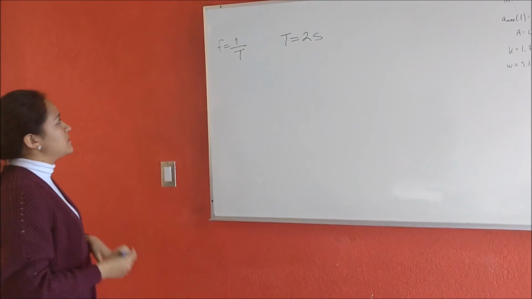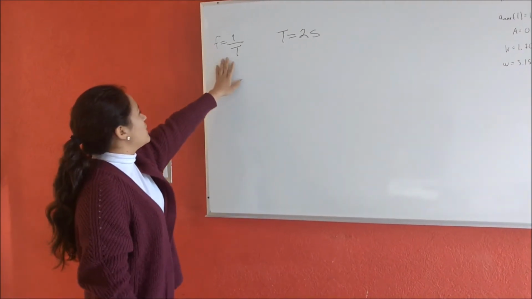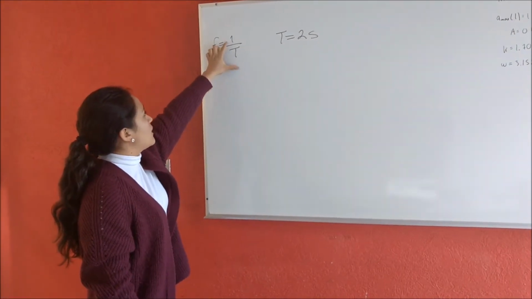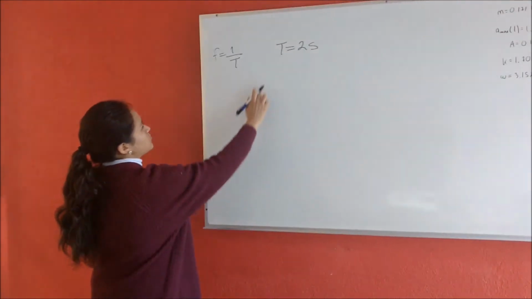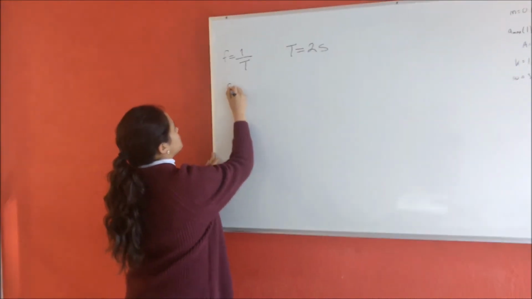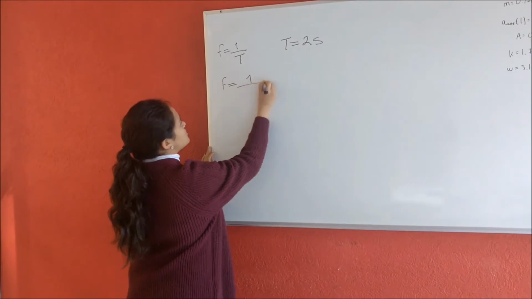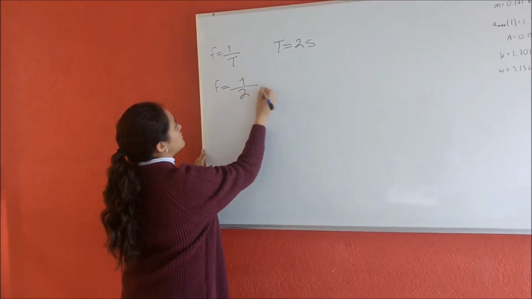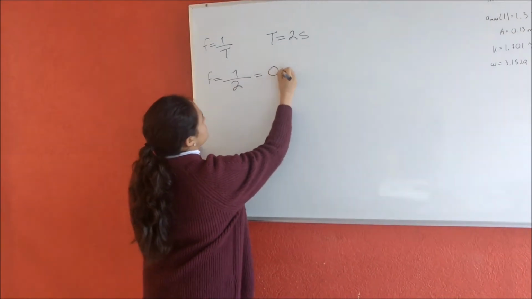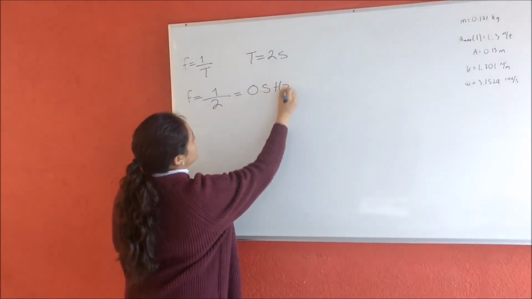To obtain the frequency, well, we divide 1 over the period, and as we know that the period is 2, we just substitute in the formula, and this will be equal to 0.5 hertz.